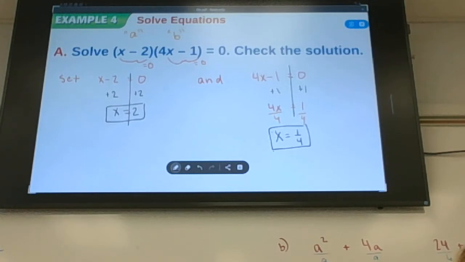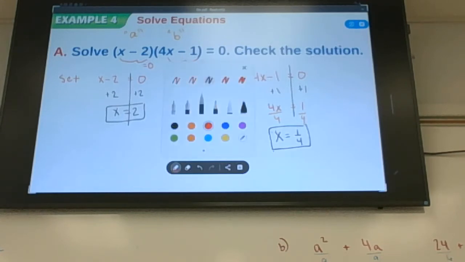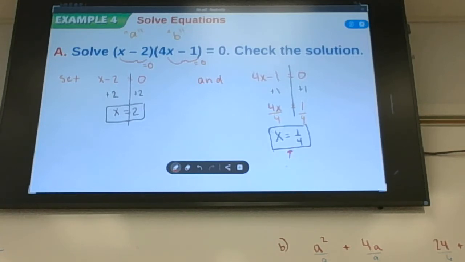It's both of them. Oh, wait, how did that equal 0? Oh, 2 times 1/4 is 0. How did that equal 0? You plug them in. So how does this one equal 0? It does. When I plug it into the second one, 4 times 1/4 is 1.